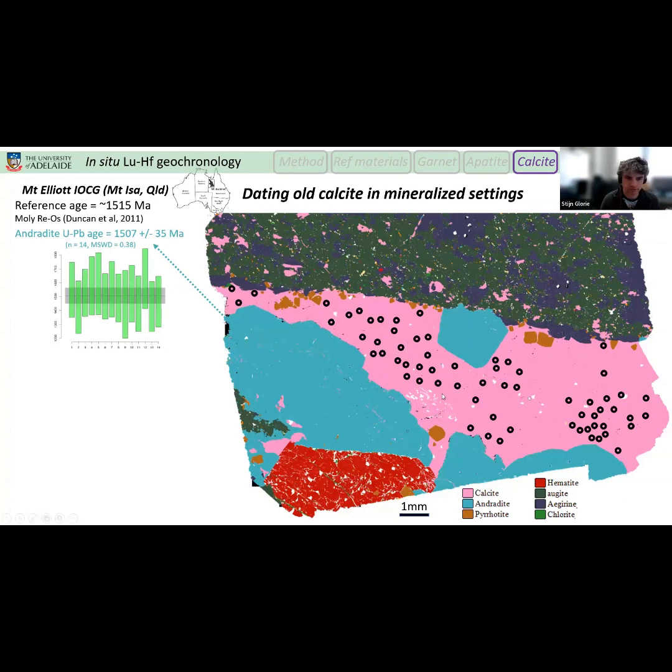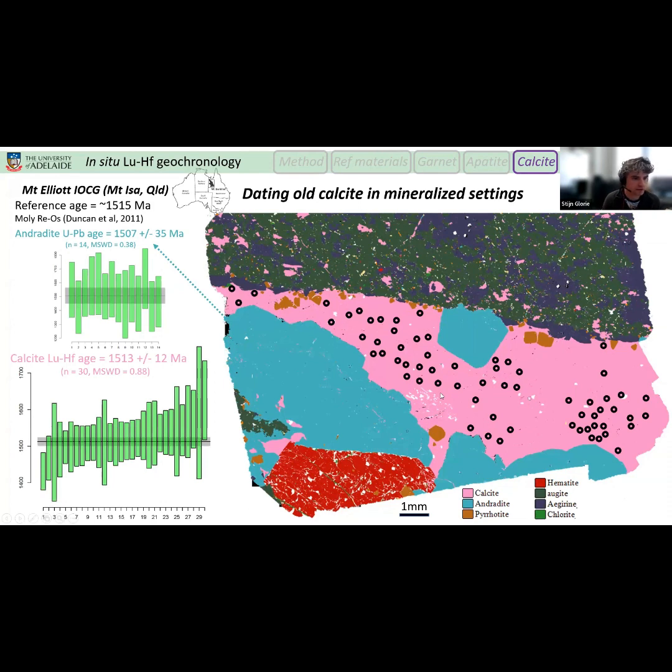So hafnium in calcite, here we go. This is our age for this rock. We get an age of 1513 plus or minus 12 million years. So even better uncertainty than we did in the andradite, and very well matched with Rob Duncan's age on the molybdenite, which means that it works, which we were quite happy to see. So we can date calcite in situ in a mineralized system potentially.